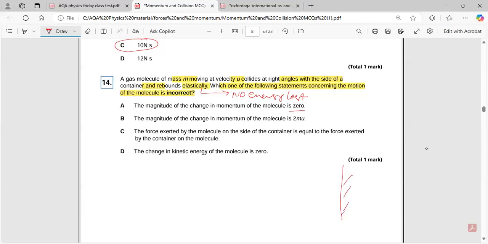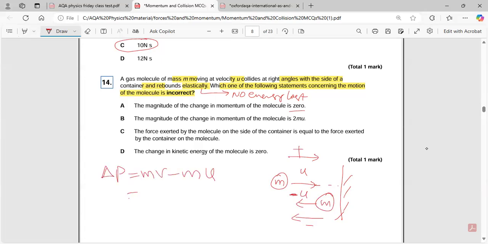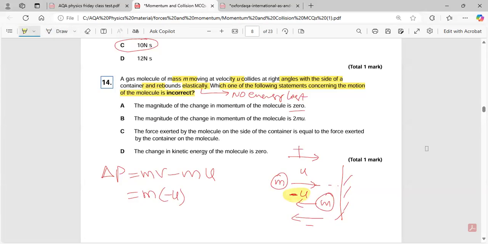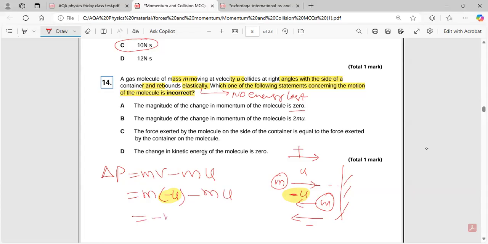Look, first we can draw the diagram. It is moving with m mass moving with velocity u. When it collides elastically, it rebounds with the same velocity. So we know that anything moving in the initial direction, its velocity is positive, and while it is moving in the opposite direction, its velocity is negative. So this is negative. So change in momentum is mv minus mu. So the mass is m, final velocity is minus u, which is over here. You have to put minus u. And then the initial velocity is u. So this is minus mu minus mu. So this is minus 2 mu. So change in momentum is minus 2 mu.